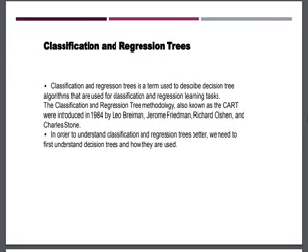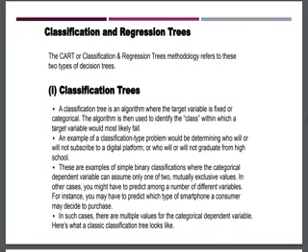Classification and regression trees, also known as CART, was introduced by Leo Breiman, Jerome Friedman, Richard Olshen and Charles Stone. The classification and regression trees methodology refers to two types of decision trees, the classification trees and the regression trees. A classification tree is an algorithm where the target variable is fixed or categorical. The algorithm is then used to identify the class within which a target variable would most likely fall.